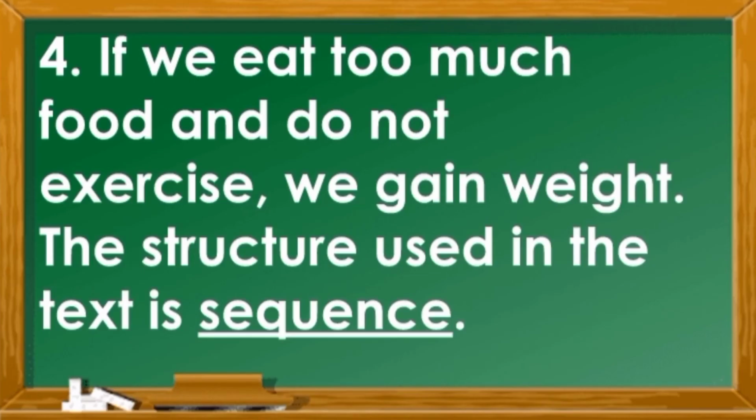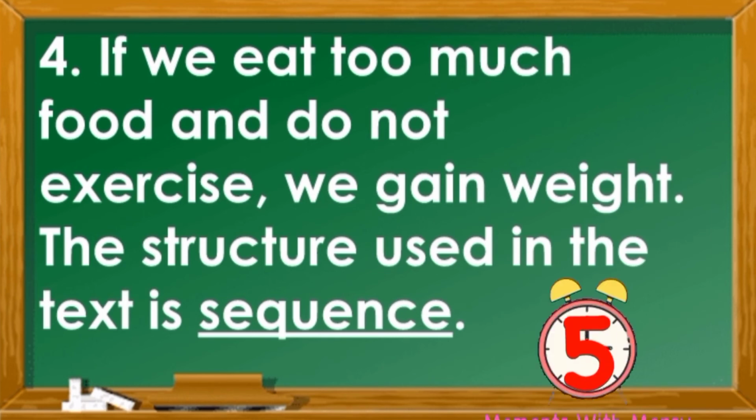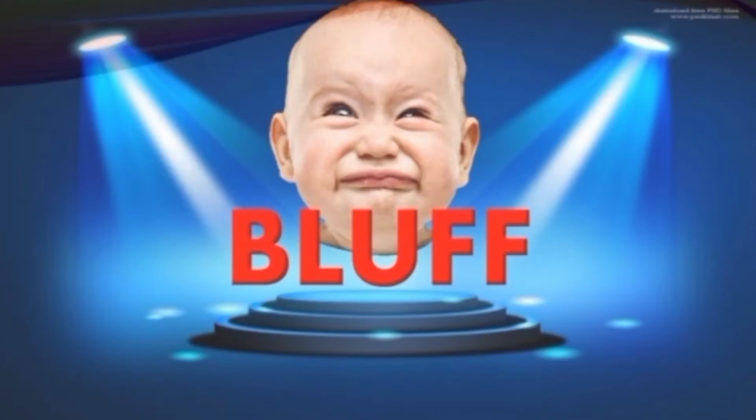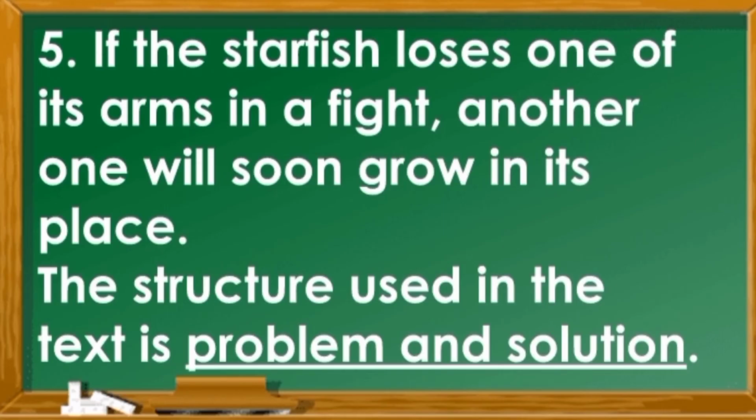If we eat too much food and do not exercise, we gain weight. The structure used in the text is sequence. If the starfish loses one of its arms in a fight, another one will soon grow in its place. The structure used in the text is problem and solution.